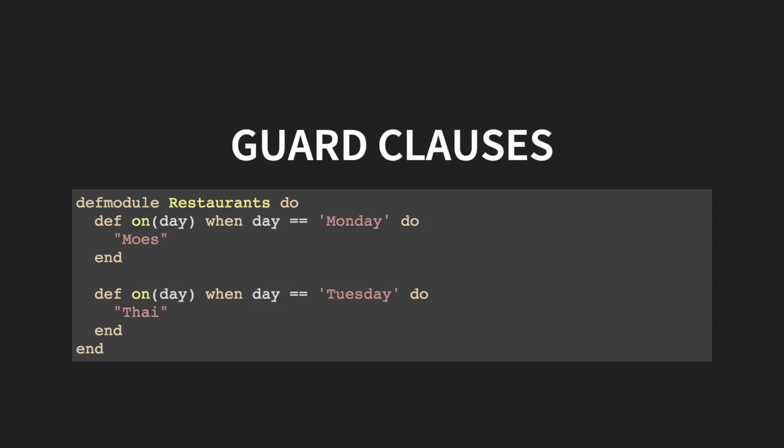Guard clauses are another conditional type logic you can put on a pattern. Both of these versions of on take an argument, which is just a variable, so pretty much anything would match it. But here we say, if the thing passed in is exactly Monday, then Mo Monday. And if the thing passed in is Tuesday, then we got Thai Tuesday. So this is an example of using the same arity, the same pattern basically, but with an extra conditional.